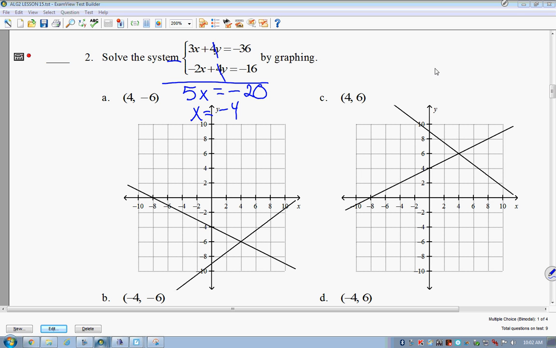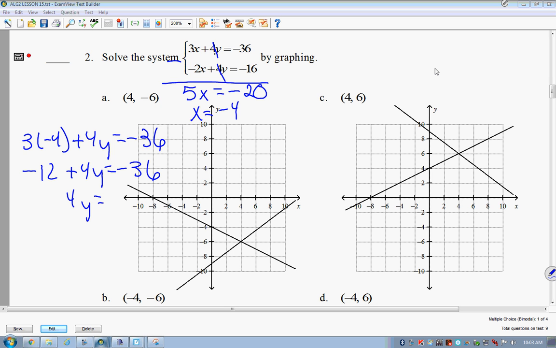Okay, now I can plug that back in, right? Let's try 3 times negative 4 plus 4y equals negative 36. Negative 12 plus 4y equals negative 36. 4y equals, we're going to add it, so I should get negative 24. Divide by 4. y equals negative 6. Am I going too fast for anybody? No. So my coordinates are negative 4, negative 6. Okay, that's what I'm looking for.